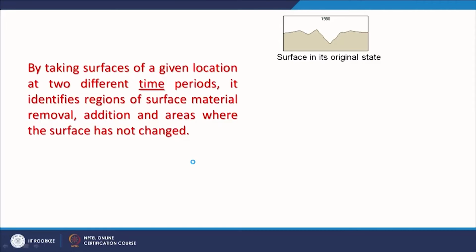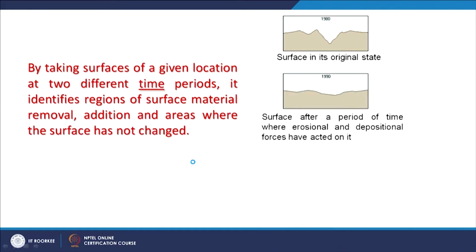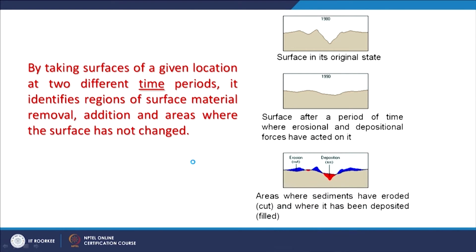So, by taking surfaces of a given location at two different time periods, if it is possible to have two different elevation surfaces, then we can also estimate a few more things, that is the change, how things have changed.